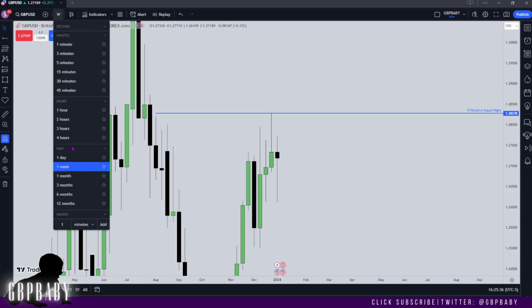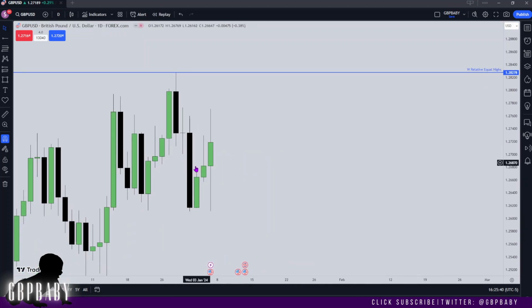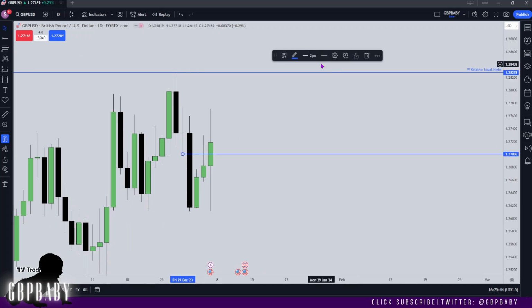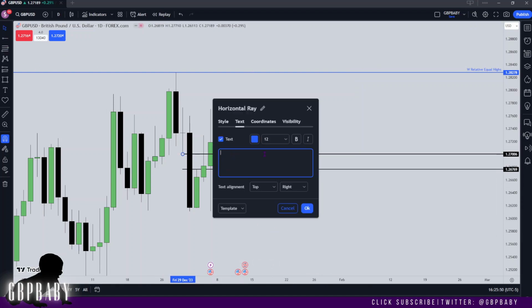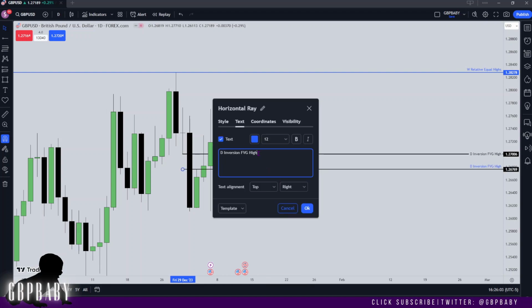Now let's drop down to the daily, and you'll see that we have a nice inversion fair value gap that's now formed after last week. So what I'm going to do is draw this out, because this is going to be a significant area where price should find support in the new week. So we have daily inversion fair value gap high, and we have daily inversion fair value gap low.